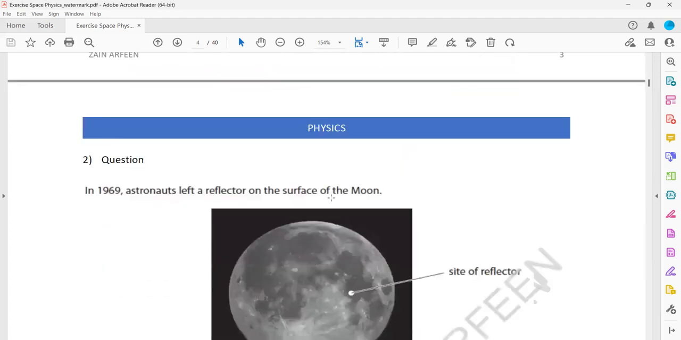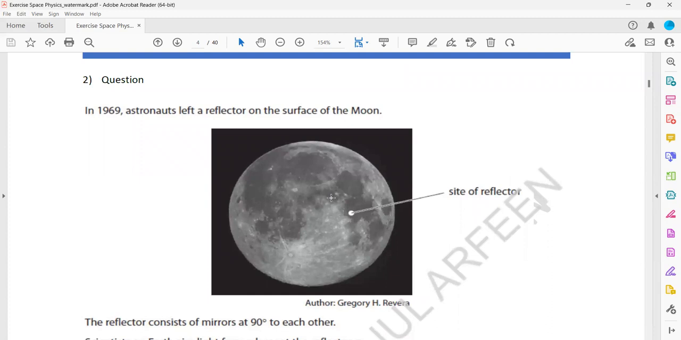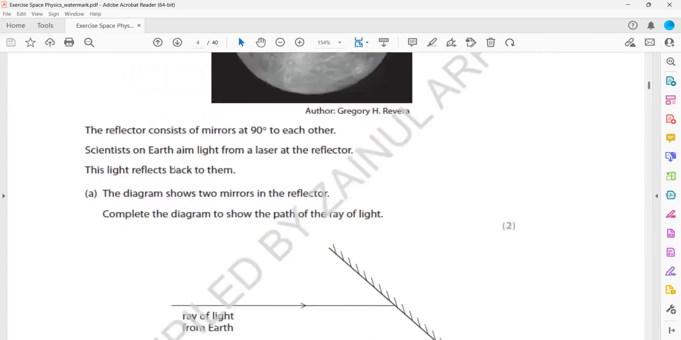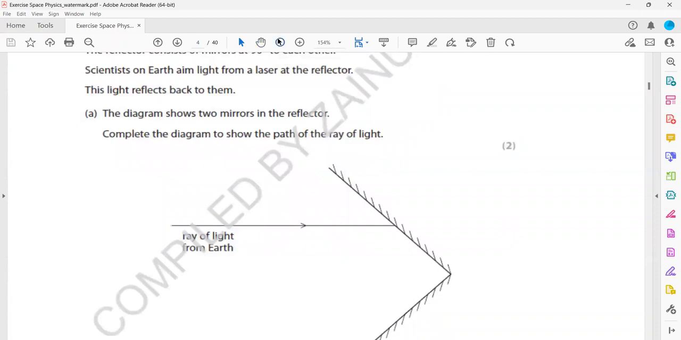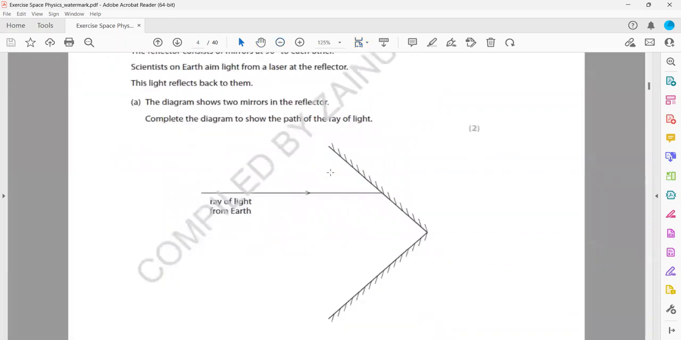The next question. In 1969, astronauts left a reflector on the moon's surface. The reflector consists of mirrors at 90 degrees to each other. Scientists on Earth aim the light from a laser at the reflector and the light reflects back to them. The diagram shows 2 mirrors in the reflector. Complete the diagram to show the reflection. This is a ray of light from Earth. When it hits one mirror, it undergoes reflection. It hits the second mirror, it also undergoes reflection. So we receive the same light back on Earth that we sent to the moon.